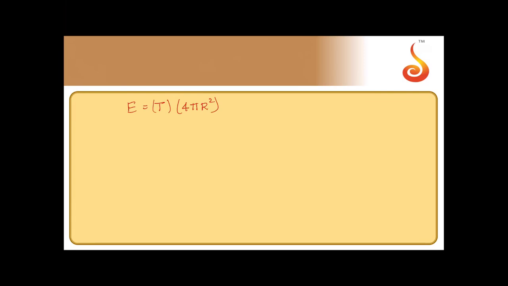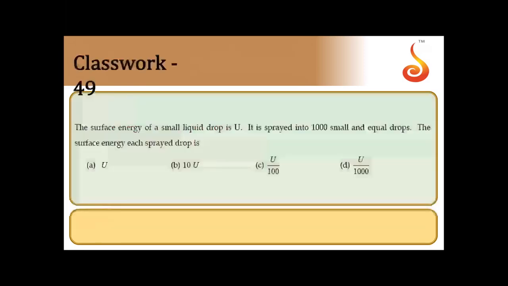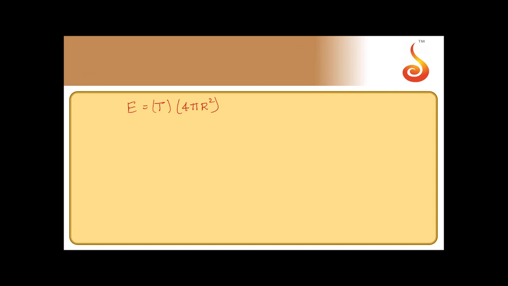So when it is sprayed into 1000 small drops, volume should be same. So the volume of big drop, that is 4/3 πR³, should be equal to 1000 times the volume of small drop. So 4/3 π gets cancelled. So R should be equal to 10r, where capital R is the big drop's radius. So r should be equal to R by 10.